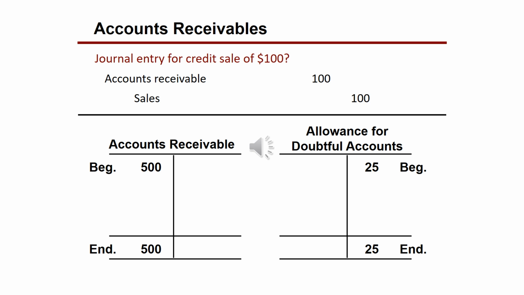Let's assume we made a new credit sale of $100. The journal entry in that case, of course, is going to be a debit to accounts receivable of $100 and a credit to sales revenue of $100. Now we also need to post that into our ledger accounts. So here we post the debit to the accounts receivable account of $100 under the accounts receivable ledger on the debit side, as you can see, and we add that to the beginning balance of $500. So now we end up with a balance of $600 accounts receivable.